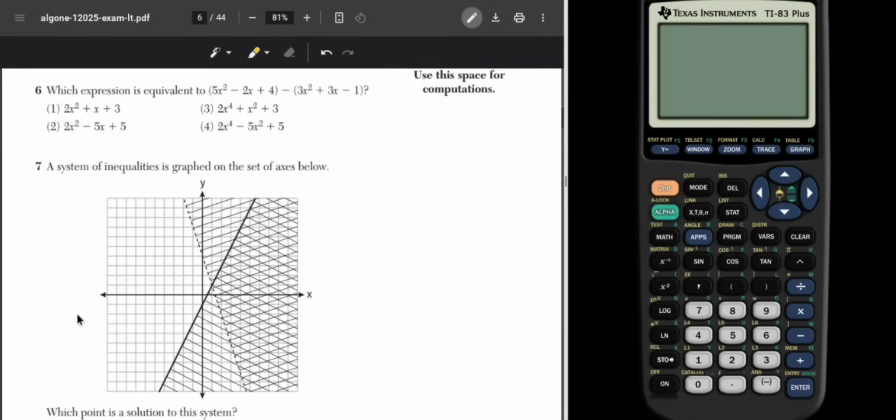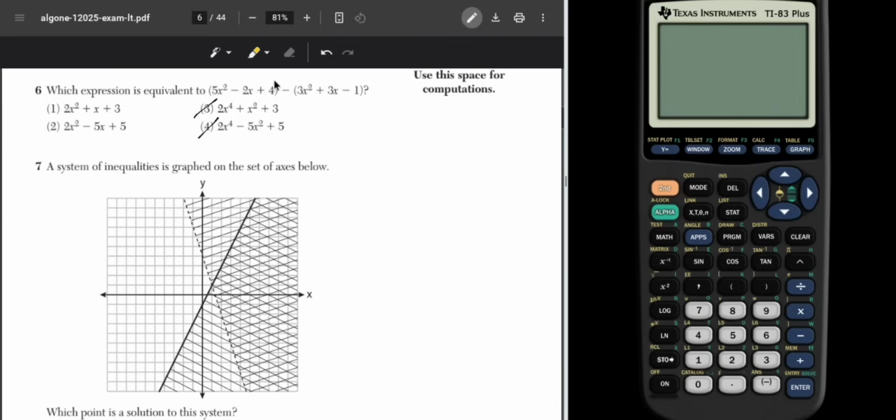Question number 6 says, which expression is equivalent to 5x squared minus 2x plus 4 minus 3x squared plus 3x minus 1? So, to eliminate answer choices right off the bat, when I'm subtracting, my exponents do not change. So I can immediately eliminate answer choice 3 and answer choice number 4 because it says that for my x squared, it becomes x to the 4th, which is only possible if I were to multiply my two expressions. So I can eliminate answer choices 3 and 4.